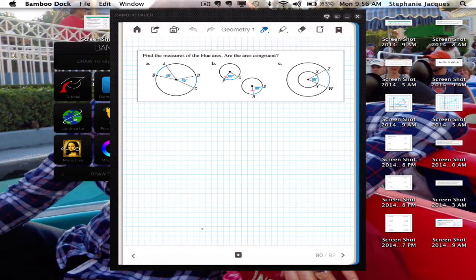Find the measures of the blue arcs. Are the arcs congruent? So let's look. In order for it to be congruent, you need to have congruent circles or be on the same circle and have the same degree. So this one is on the same circle and they have the same degree. So the measurement of the blue arcs, AB and DC, are 45 degrees, and yes, they are congruent because same circle, same degrees.